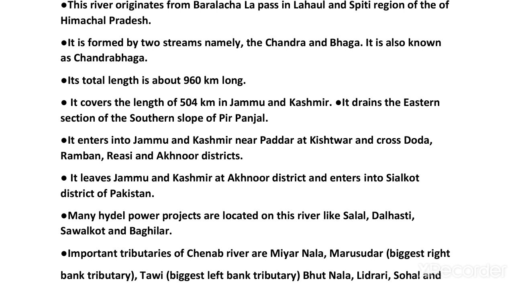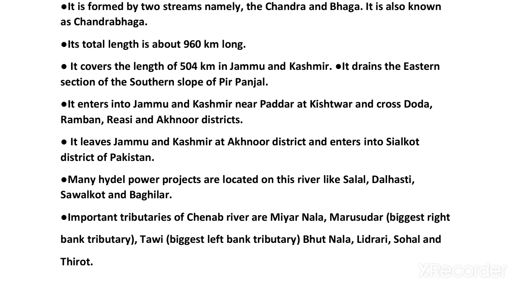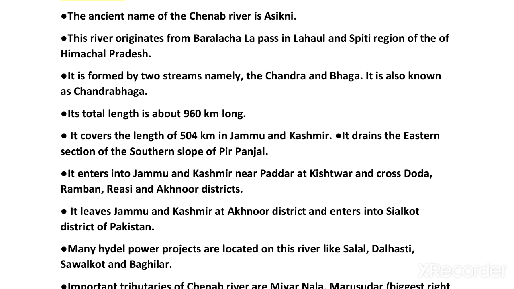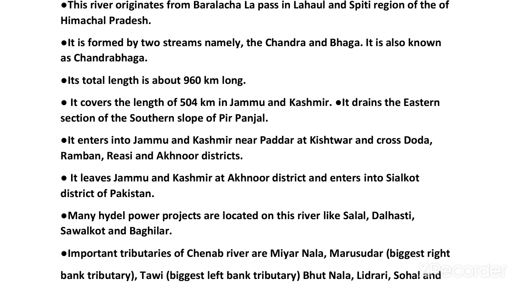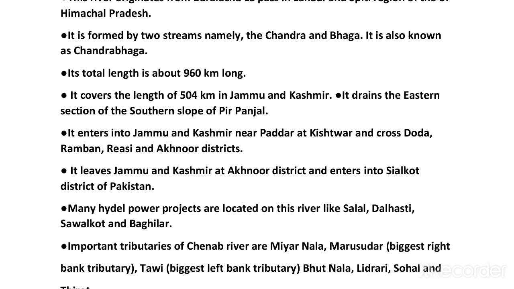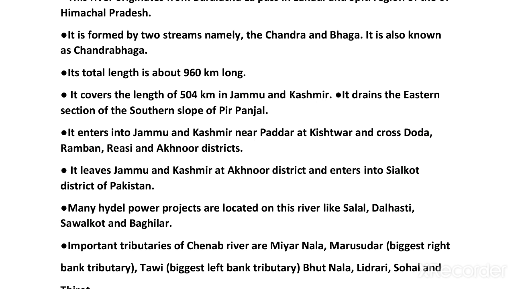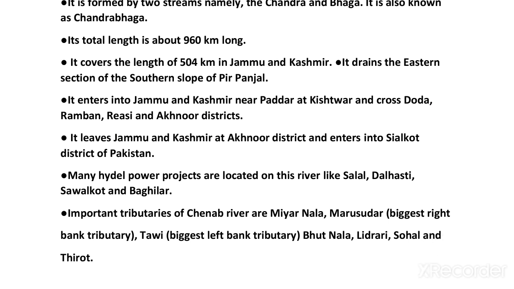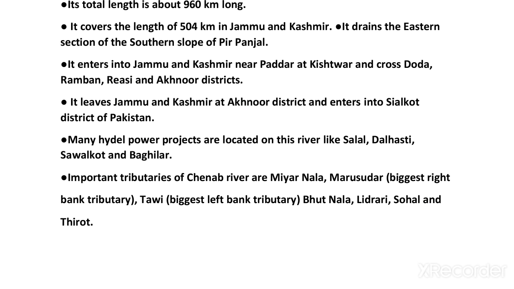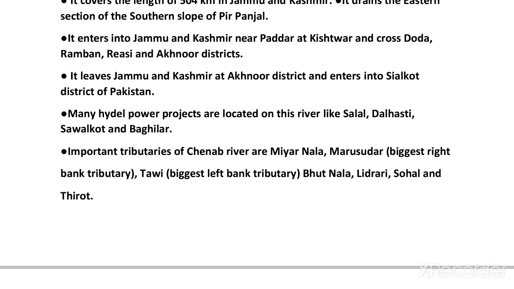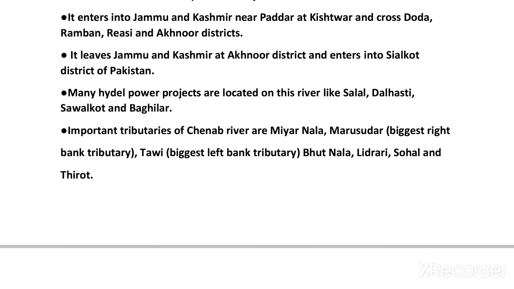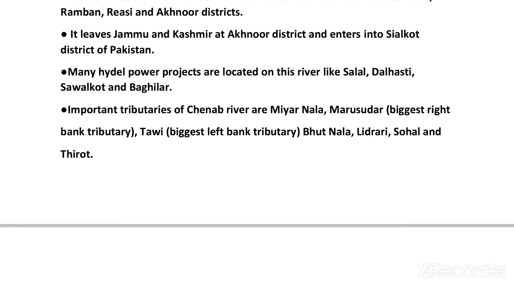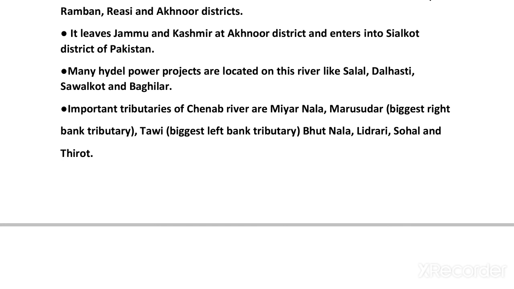It covers the length of 504 kilometers in Jammu and Kashmir and it drains the eastern section of the southern slope of Pir Panjal. Chenab River enters into Jammu and Kashmir near Padar at Kishtwar and crosses Doda, Ramban, Riyasi, Akhnur districts and it leaves Jammu and Kashmir at Akhnur district and enters into Sialkot district of Pakistan. Many hydel power projects are located on this river like Salal, Dalhasti, Sawalkot and Baglihar.